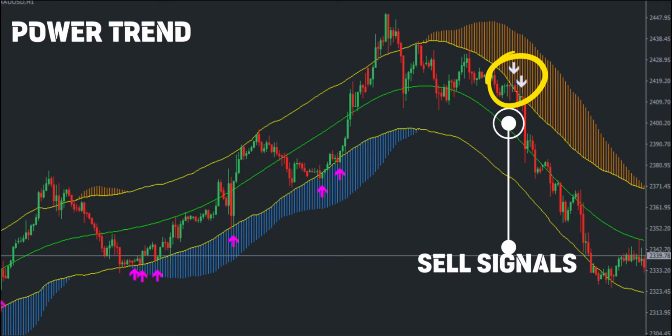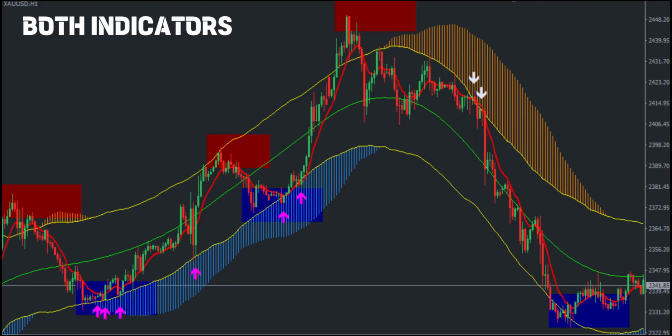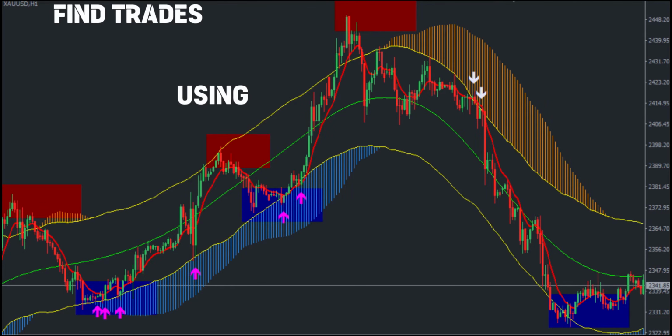Now the next step is to load both indicators on a single chart. Guys, this is how our charts will look like after loading both the indicators. Now that all the indicators are fully loaded, the key question is, how do we trade, or how do we find trades using these indicators? I can promise you guys, it's going to be very easy, very simple and effective.